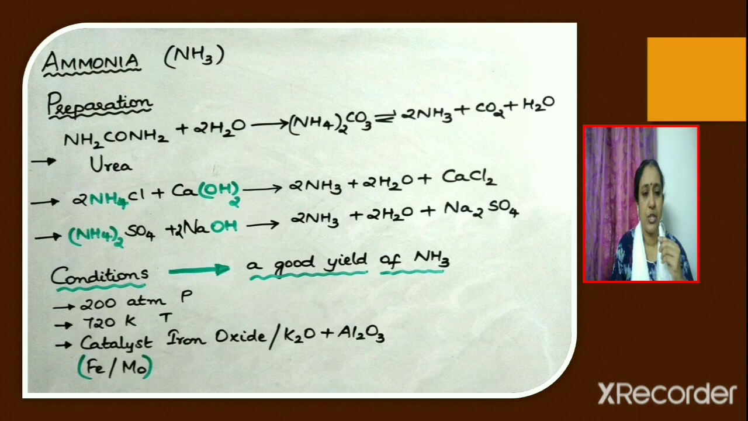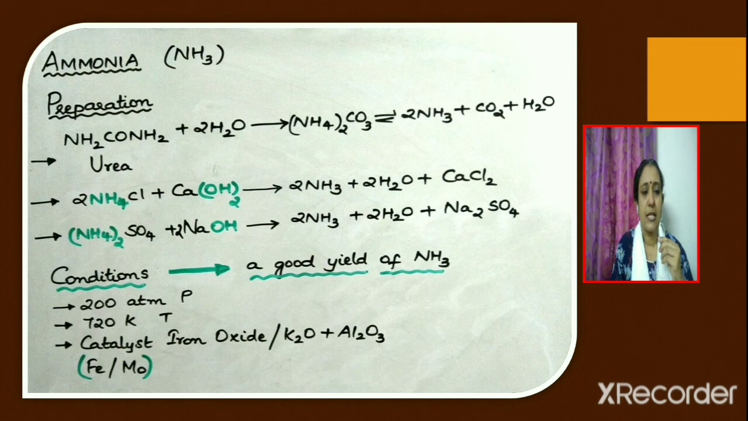Next method of preparation: ammonium chloride reacts with calcium hydroxide to give ammonia, water and calcium chloride. Ammonium sulfate reacts with sodium hydroxide to give ammonia, water and sodium sulfate.